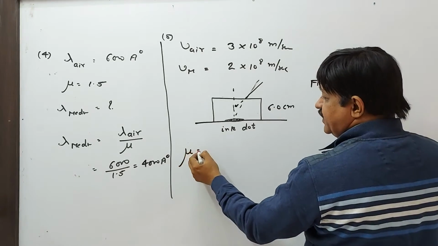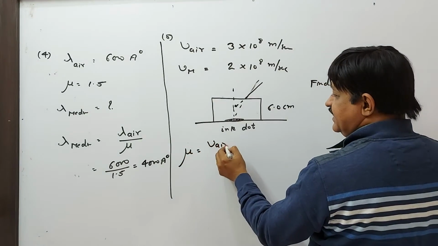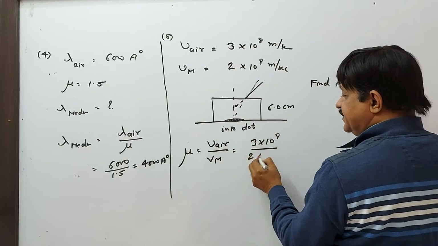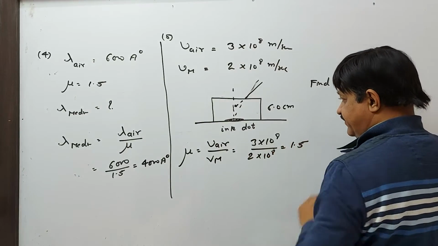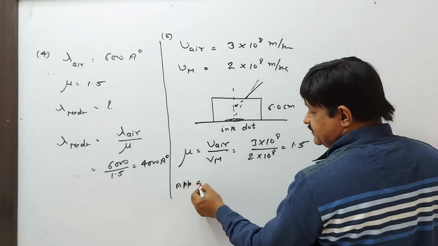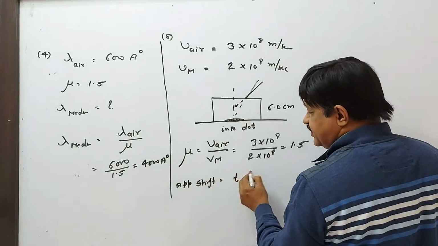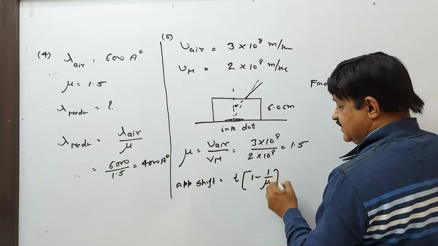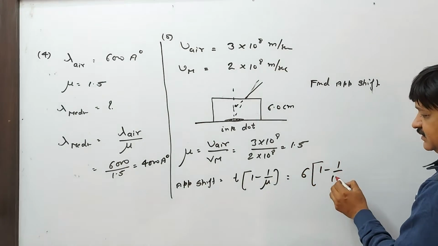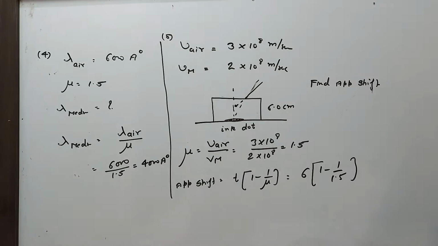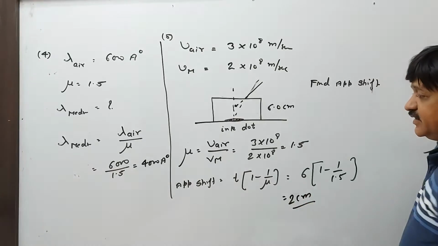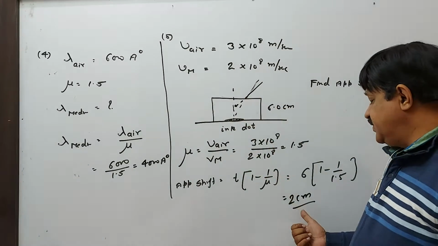First of all, you need to find out what is the refractive index. Refractive index is v air upon v medium. So this is 3 into 10 raised to power 8 upon 2 into 10 raised to power 8. It is 1.5. We know the formula of apparent shift. Apparent shift is actual thickness into (1 minus 1 upon mu). Actual thickness 6, 1 minus 1 upon 1.5, it's coming out to be 2 centimeter. So it will shift 2 centimeter from the bottom.